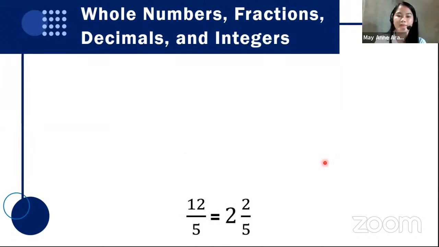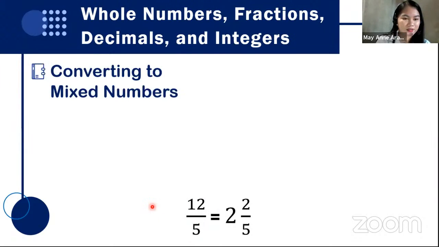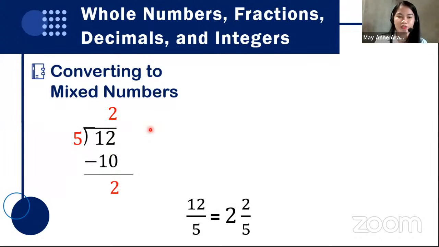Now, how do we convert improper to mixed number and vice versa? For 12/5, we'll convert this into a mixed number, which is 2 and 2/5. All you have to do is a simple division: divide the numerator by the denominator. So that is 12 divided by 5. That is 2. Then in our process of division, 2 times 5 is 10. Subtract, you have 2. How do we write that as a mixed number? Our whole number part would be the quotient, which is 2. Then the fractional part would be the ratio of the remainder and the divisor. We have 2/5. So 12/5 is equal to 2 and 2/5.